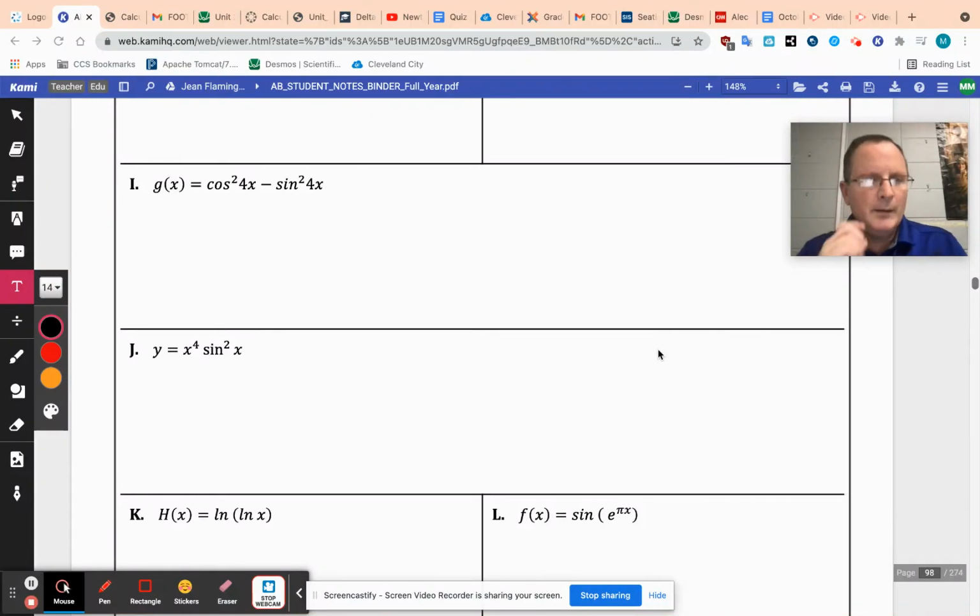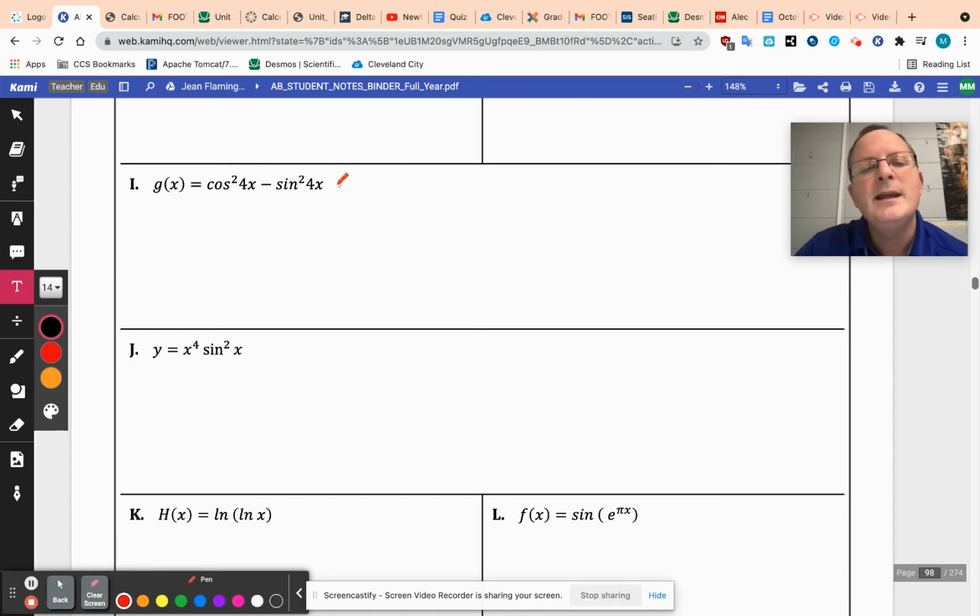Okay. All right. On I, we've got a cosine squared and a sine squared, but it's not a Pythagorean identity at all that you would want to even use. I think we just go ahead and think of it differently. Now it's interesting, on her key, she's not rewriting these this way, but I really like to do it.